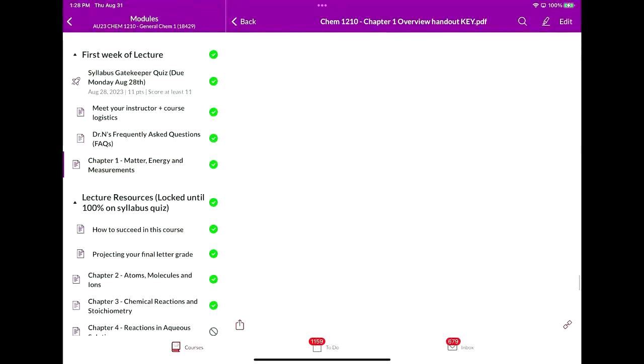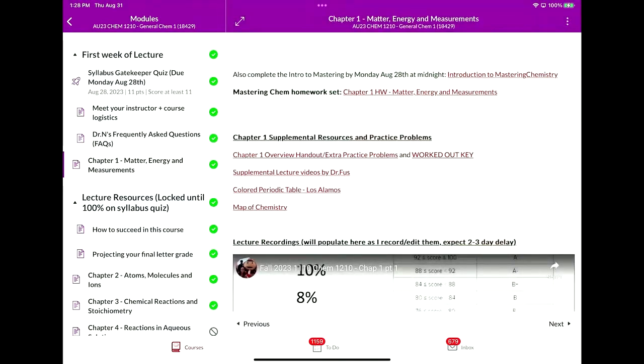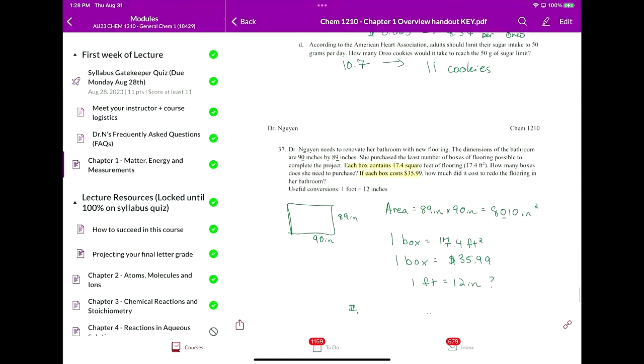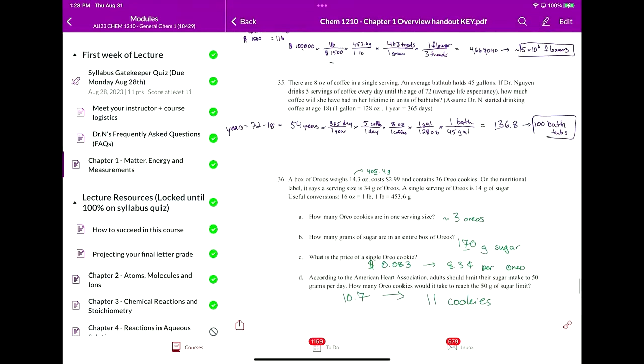Look at all those. Oh, look, that's a really cool one. What's this one? I need to renovate my bathroom. How many boxes of floor tile do I need to buy? Right? So dimensional analysis, very, very useful.